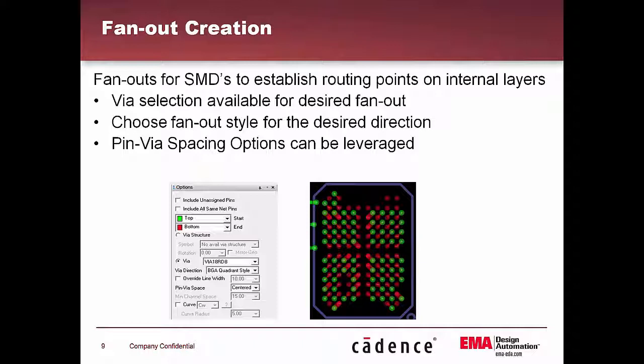The next thing is fan-out creation. So fan-outs for surface mount devices, this establishes routing points on all the internal layers so that we can get to it with the Autorouter. And we have a very powerful command within the PCB editor to create these fan-outs. And we have quite a bit of control. We can choose the vias that we want to use for the particular fan-out. We can also choose the fan-out style for the particular desired direction, depending if it's a VGA or if it's a connector or things of that sort. And the pin via spacing options can be used.